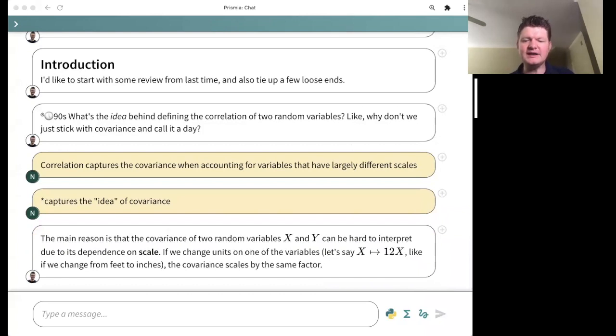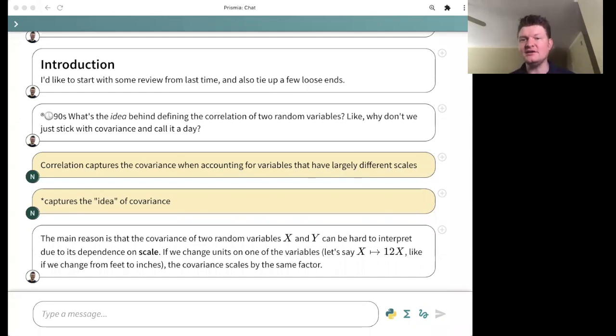So the main idea is that you want to account for scale in some way. Covariance depends on the units or the scale of the random variable. If you change from feet to inches, which introduces an extra factor of 12, covariance is going to scale by that same factor. So you can't look at a covariance like 0.069 and say immediately some salient information about the relationship between two random variables.